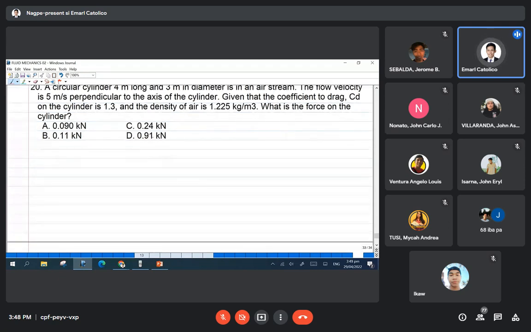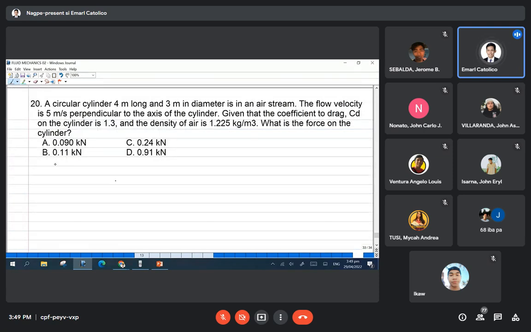Okay, so number 20, under pa rin siya ng drag force. So, kunin muna natin yung given. Meron tayong cylinder, length of 4 meters, diameter of 3 meters. The flow velocity, so mean velocity of 5 meters per second perpendicular to the axis of the cylinder. Coefficient of drag is 1.3. Density is 1.225 kilogram per cubic meter. Sinahanap is the drag force.